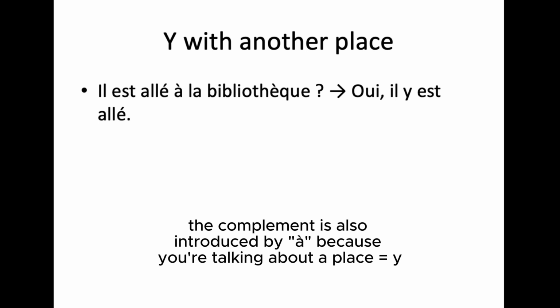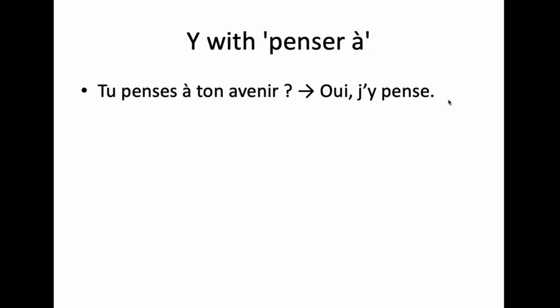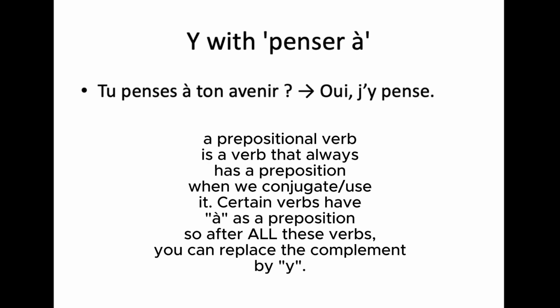So, il est allé à la bibliothèque. Oui, il y est allé. We can also use y with certain types of verbs that are called prepositional verbs. It's just like in English: if, for example, I say to talk about something, we always have to keep this preposition, which is about. We can't remove it when we want to say to talk about something. It's a preposition that will never be removed, and it's very important to know that because in French we have the same thing.